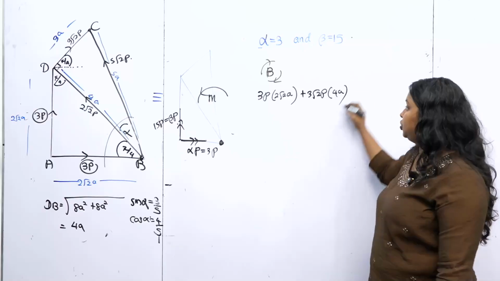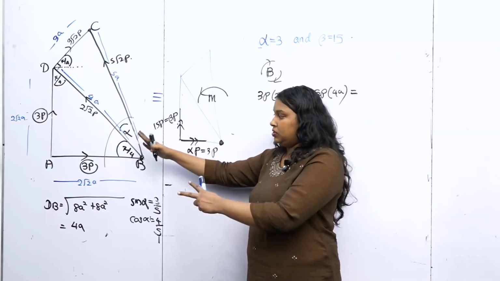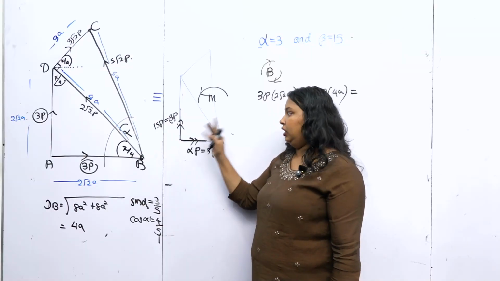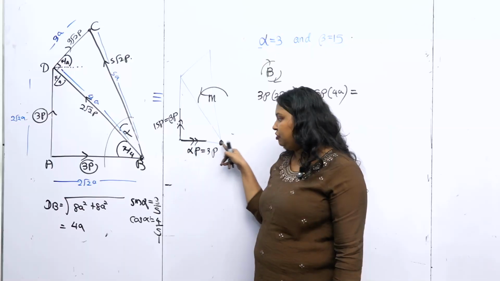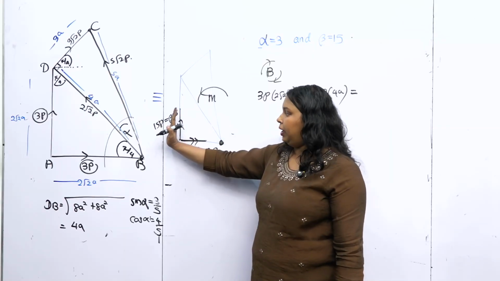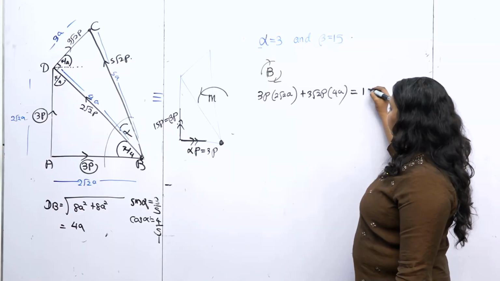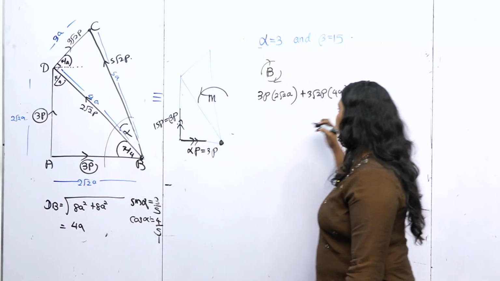Is it clear? That should be equal to the moments around B from the forces in the other system. Okay. So alpha p is already passing through, 3p is passing through this point. So there are no moments from those. Right? So there is 15p into what is this distance? Same thing, 2 root 2a.